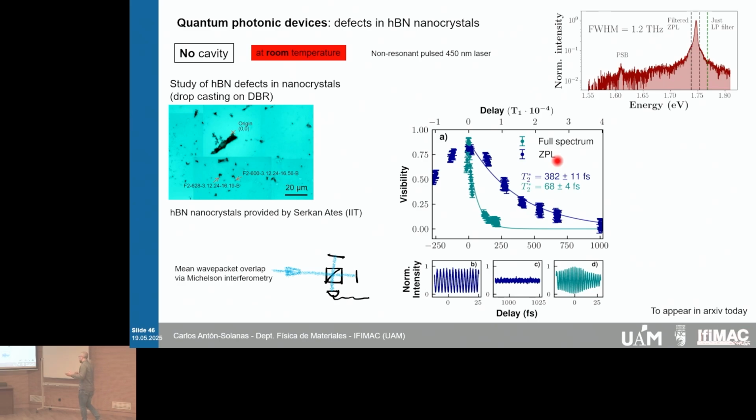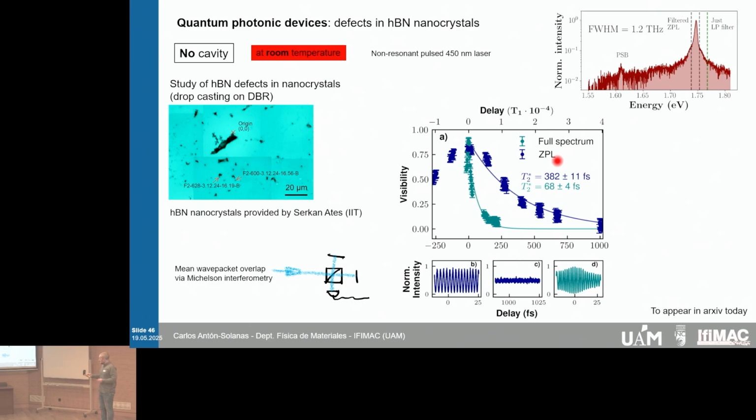And there are some other results from the group of, I think, Kubanek, where they apparently see that certain defects are still resilient to phonon coupling at room temperature, but what we can see is that our defects are heavily coupled to phonons because the T2 star time is extremely bad.